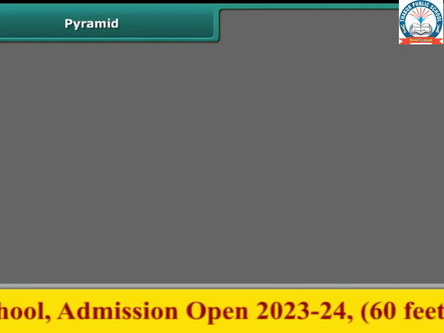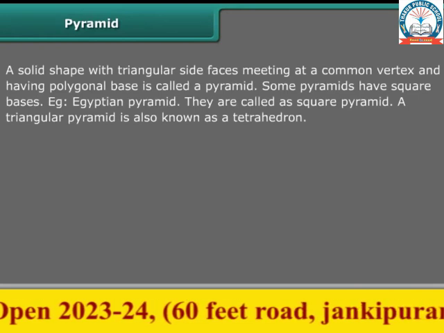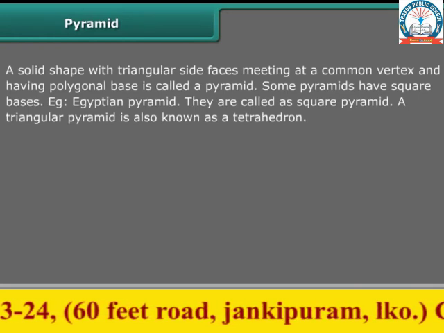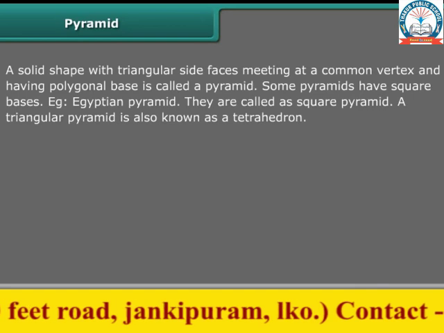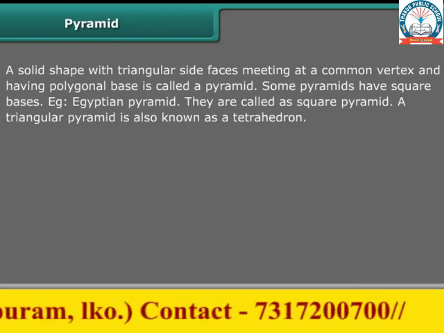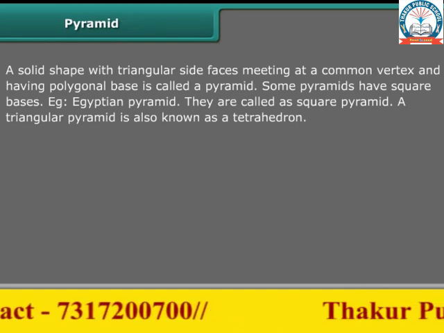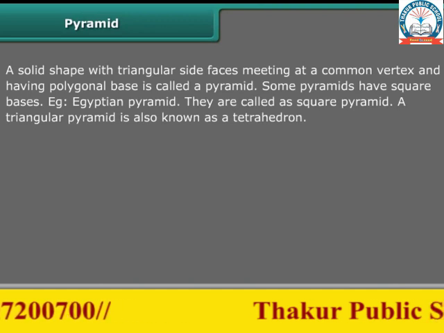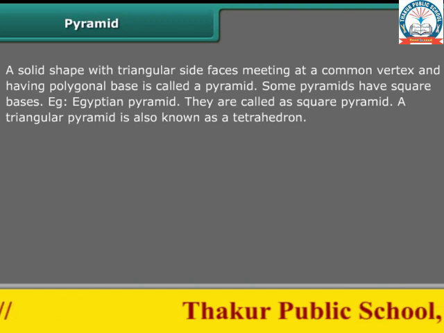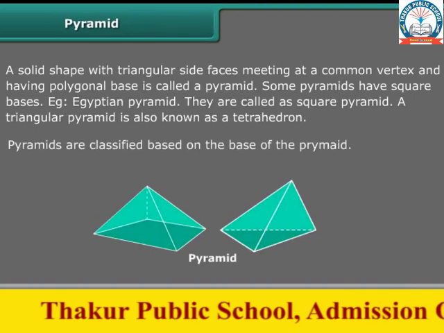Pyramid. A solid shape with triangular side faces meeting at a common vertex and having a polygonal base is called a pyramid. Some pyramids have square bases. Example, Egyptian pyramid. They are called square pyramids. A triangular pyramid is also known as tetrahedron. Pyramids are classified based on the base of the pyramid.